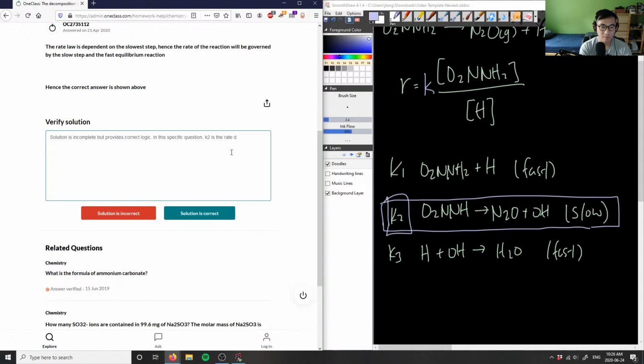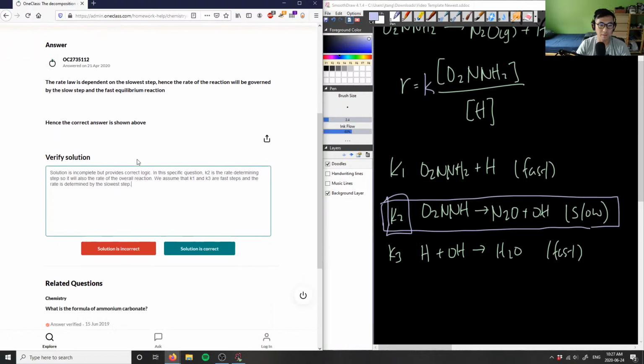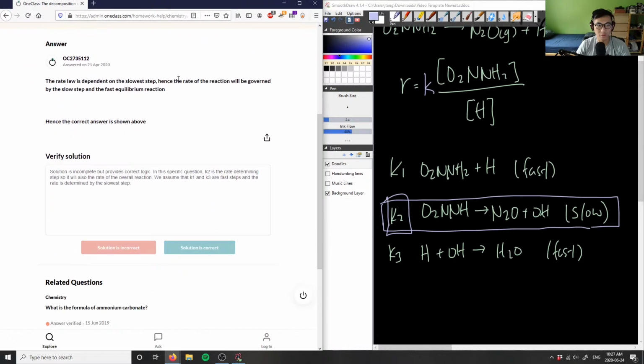K2 is the rate determining step, so it will also be the rate of the overall reaction. We assume that K1 and K3 are fast steps, and the rate is determined by the slow step. Some of the solution here is correct, but they failed to write down K2 here, but the logic here is correct.